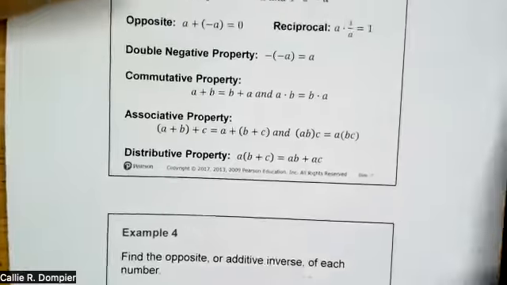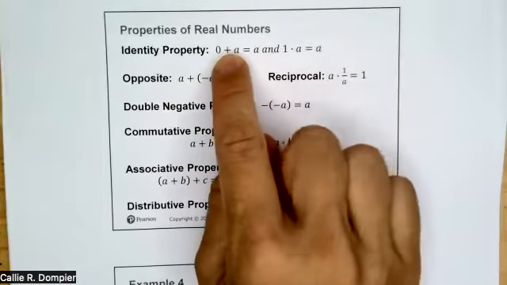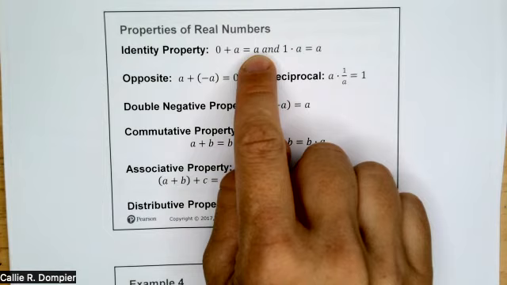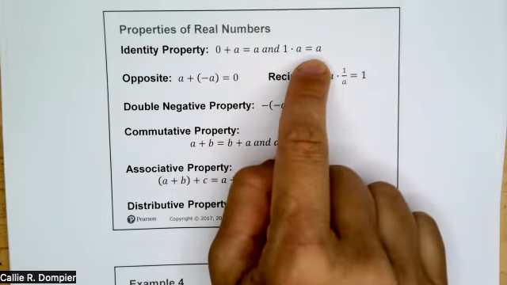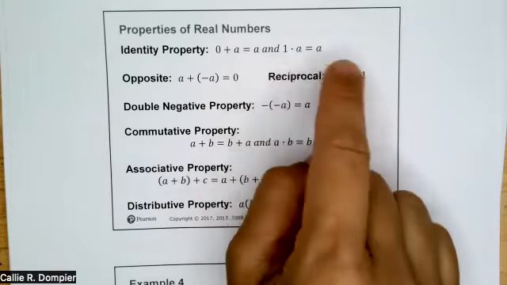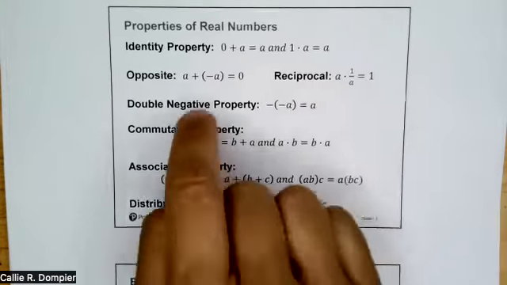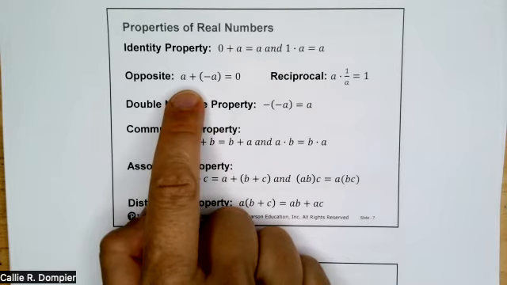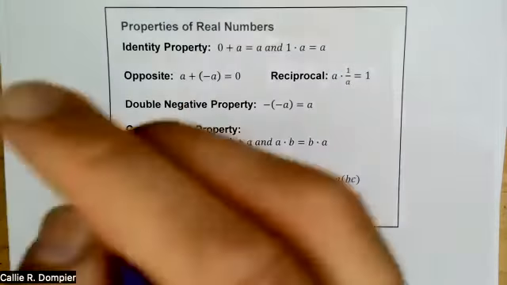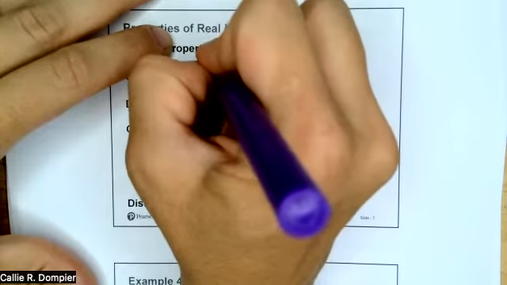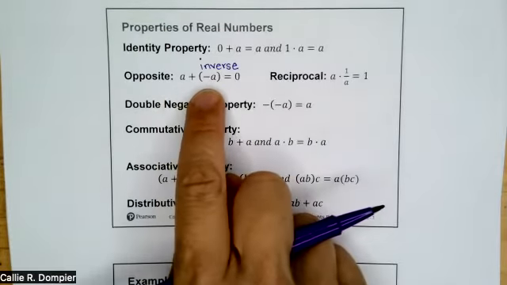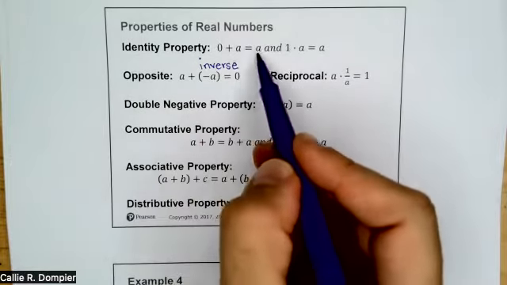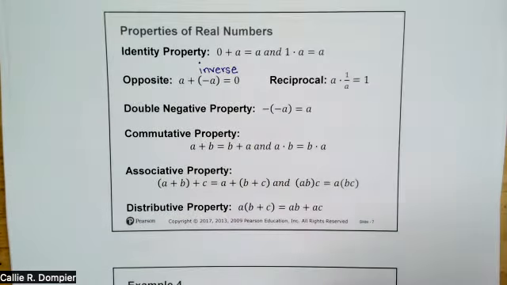Properties of real numbers. So the identity property is just saying that anything plus 0 is itself. So that's the additive identity property. If you add it to 0, it's itself. The multiplicative identity property is if you multiply it by 1, it is still itself. Okay. The opposite, anything added to its inverse or its opposite, also called the inverse, will equal 0, right? 7 and negative 7 are 0. 7 plus 0 is 7. 7 times 1 is 7, okay?